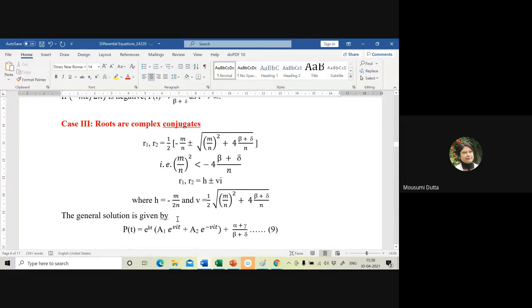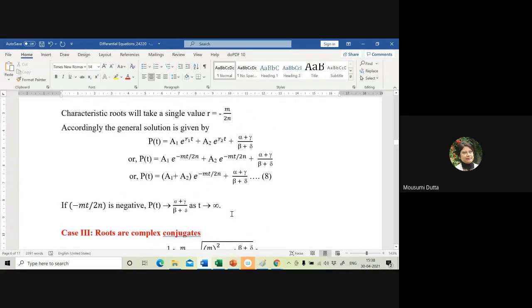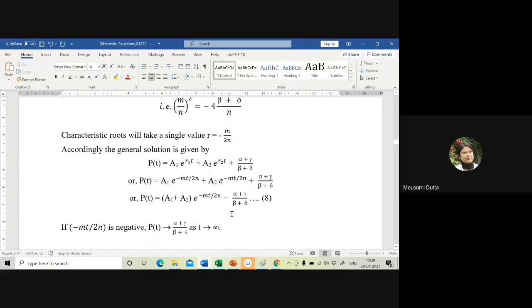Then we are saying that the general solution will be given by e to the power ht into a1 e to the power vit plus a2 e to the power minus vit, plus alpha plus gamma by beta plus delta. So let's look at the standard structure of the time path. This was the standard structure of the time path.